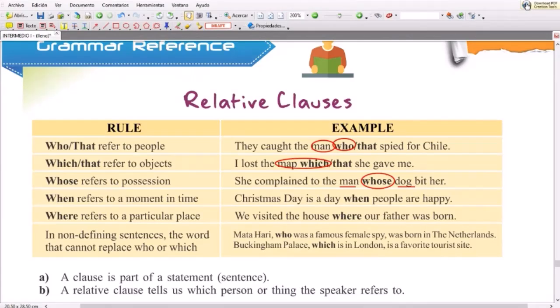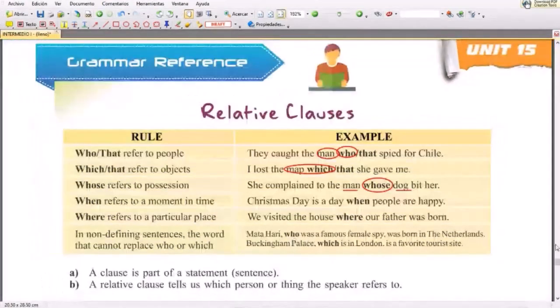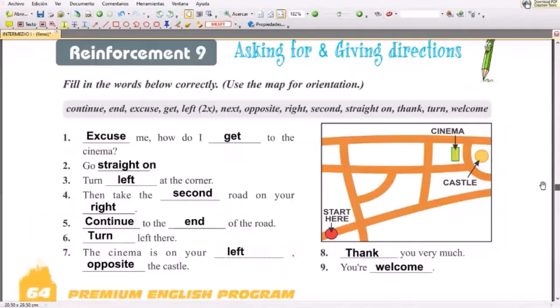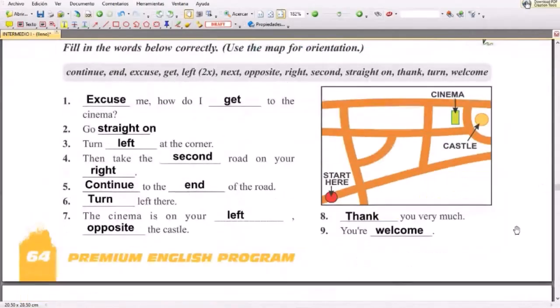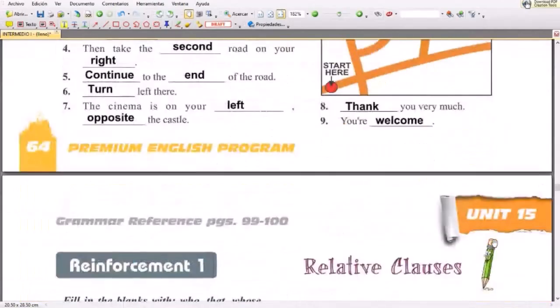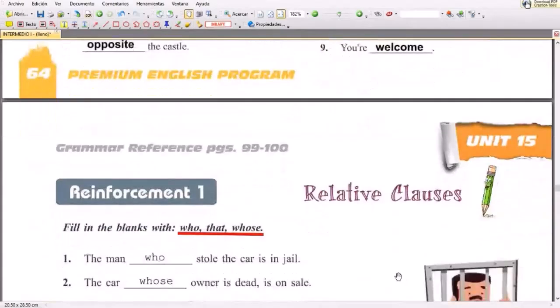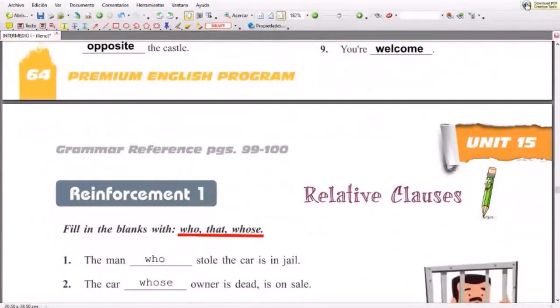All right, okay, good, Anna. So let's have some examples, okay? Some reinforcements. We are on page 65, okay? On page 65, yes? Focus on page 55, okay? Are you there?